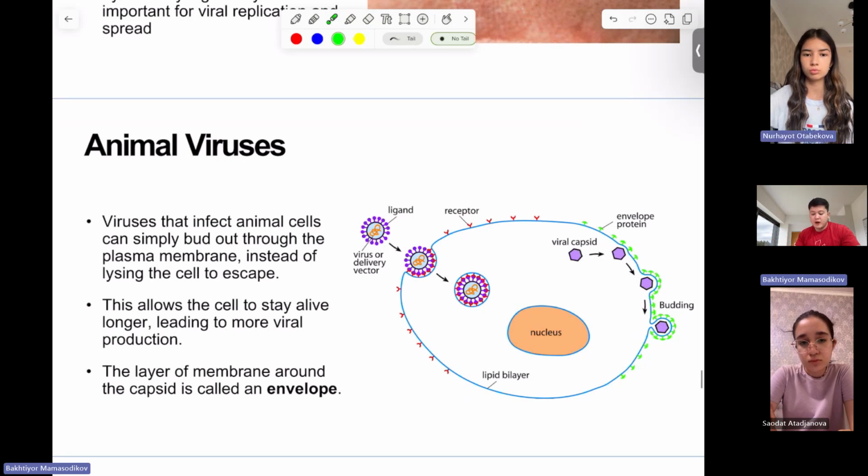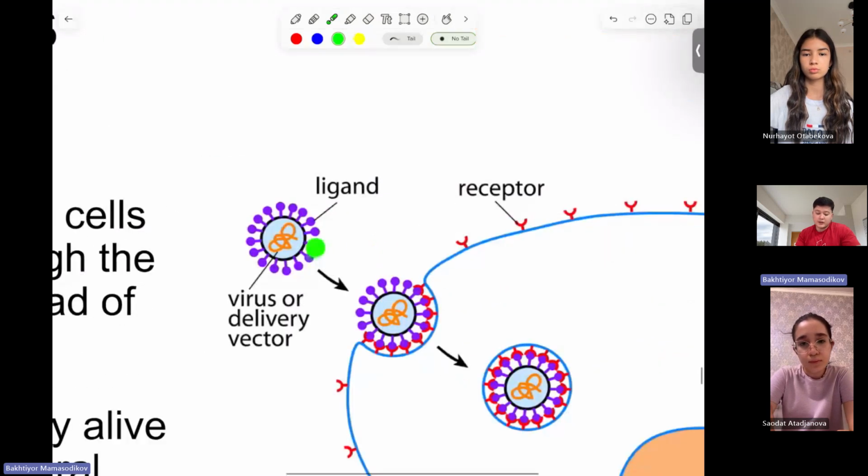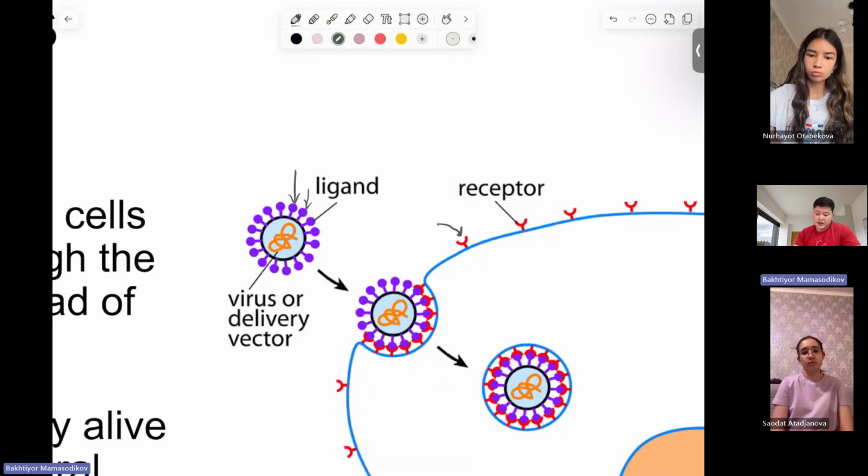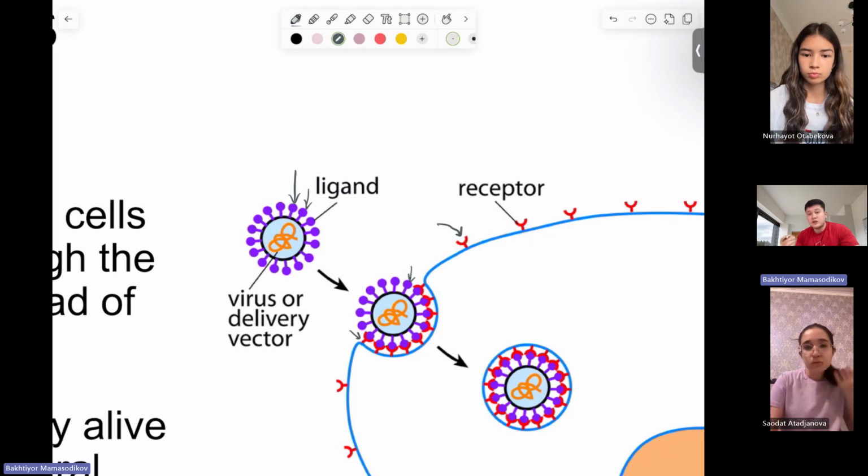First of all, this is the virus. This virus attaches to the cell using its ligands. This is the ligand. Using these ligands, there are a lot of ligands, they're going to attach to the receptors. You see the red ones are receptors and the bluish colorations are the ligands. So ligands are the keys, and the receptors are locks. A receptor is like a lock and the ligand is like a key.